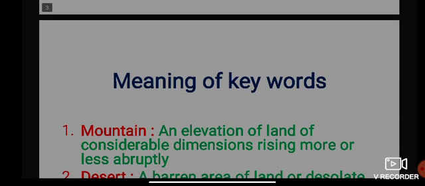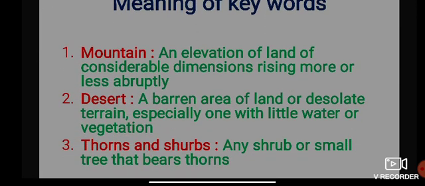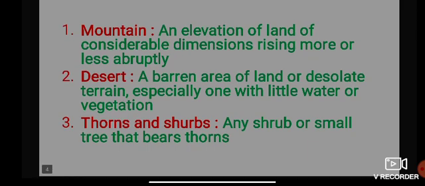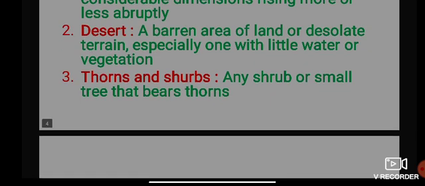Let us learn the meaning of the keywords first of all. Mountain, I hope you all know what a mountain is, okay? So mountain means an elevation of land of considerable dimensions rising more or less abruptly. And what is desert? A barren area of land or desolate terrain, especially one with little water or vegetation. And what are thorn and scrub? Any shrub or small tree that bears thorns is known as a thorn or shrub.